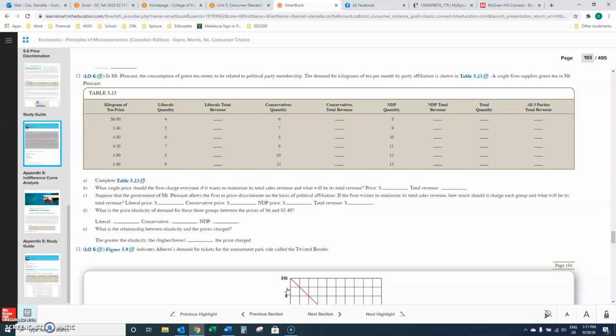The change in the price over the average price, well, the price is from $6 to $5.40. The average price is $6 plus $5.40, and then you divide that by 2. So you divide the 6 minus $5.40 by the average. Then you multiply that by 100 to get the percent change in your price, which is 10.53. So then you divide that, so the 22.22 divided by the 10.53 is 2.11.